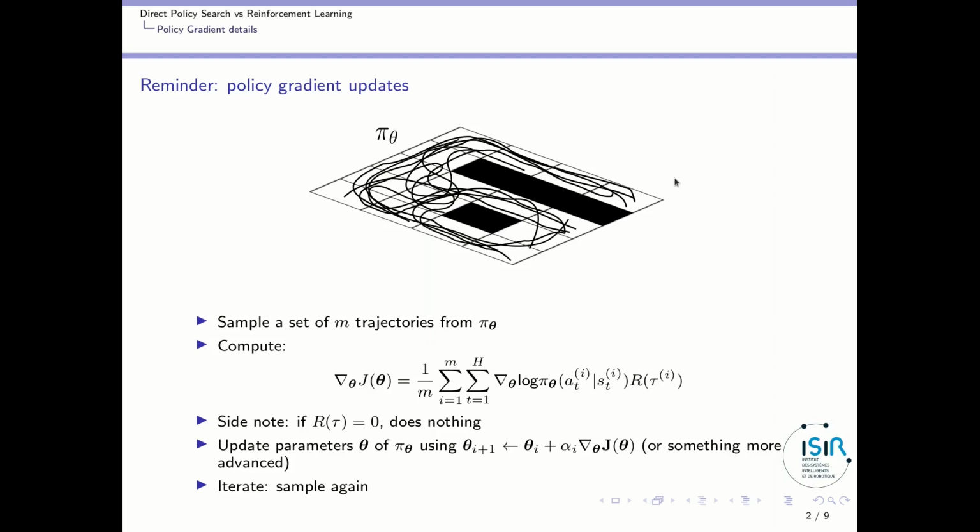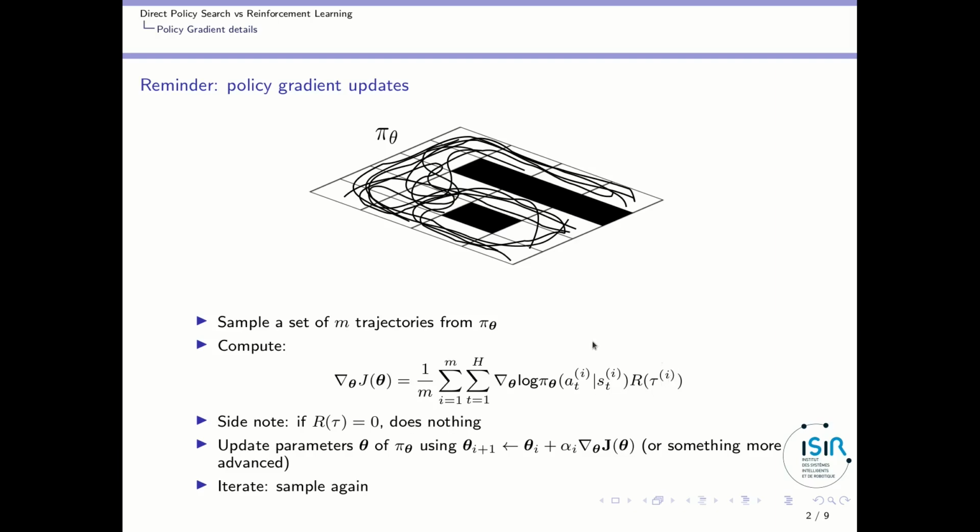So first, a reminder about policy gradient updates. You have some policy P theta. With this policy, you perform a set of trajectories. Here we sample m such trajectories. Then you compute this complicated mathematical expression that we will go into later. By the way, if the reward of all these trajectories is 0, this whole term is 0, so your gradient is null and your agent does not learn anything.